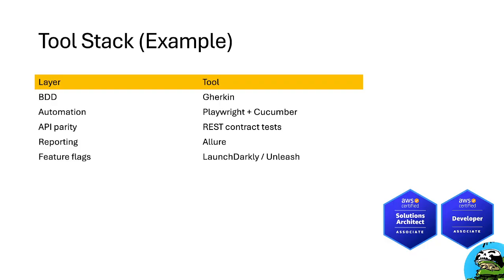Right, so the tool stack: BDD with Gherkin, automation with Playwright plus Cucumber, API parity with REST contract tests. Yeah, I think that is easy. That can be manually coded. Reporting: Allure, I'm not sure what that is. Feature flags: LaunchDarkly or Unleash. I'm not sure what that is either.